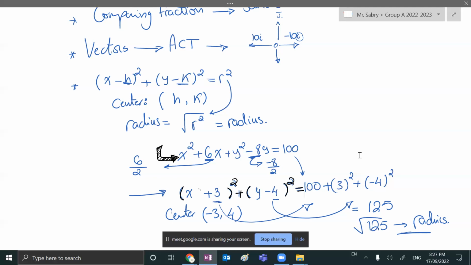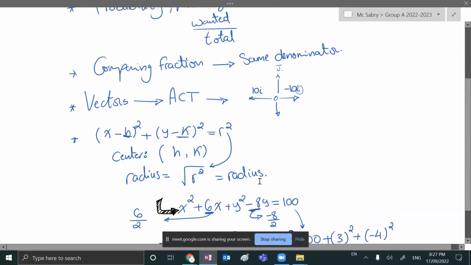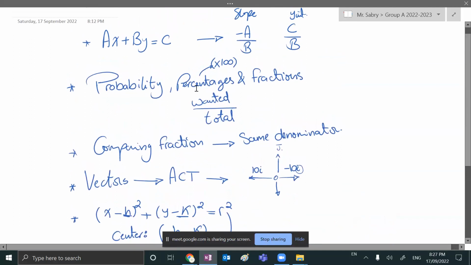Very sorry. Are we good? Any problems regarding the circle? Any problems regarding the vectors, fractions, probability, or the slope from the standard form? Then it seems like you're ready.